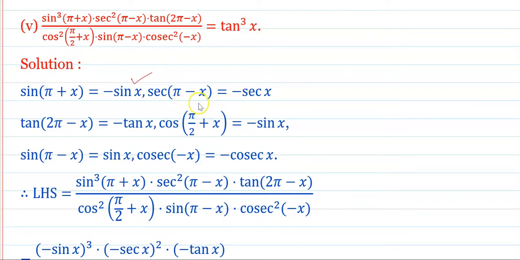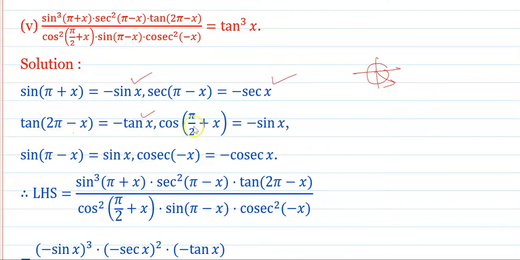In the second quadrant, sec is negative because cos is negative, and hence it is minus sec x. Tan of 2 pi minus x is in the fourth quadrant. Okay, 2 pi minus x, this is the 2 pi, but it is a minus x. The function remains as it is, with a minus.